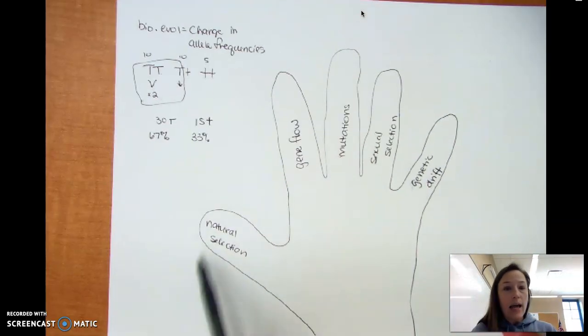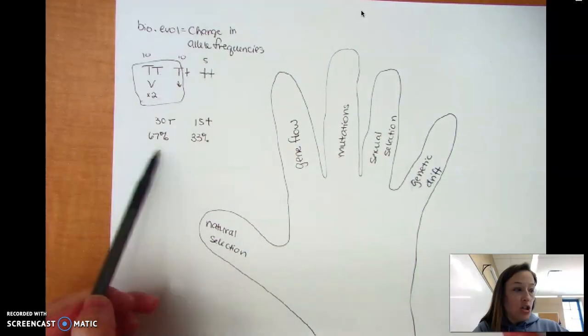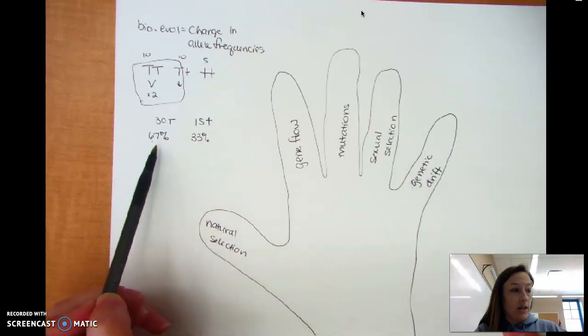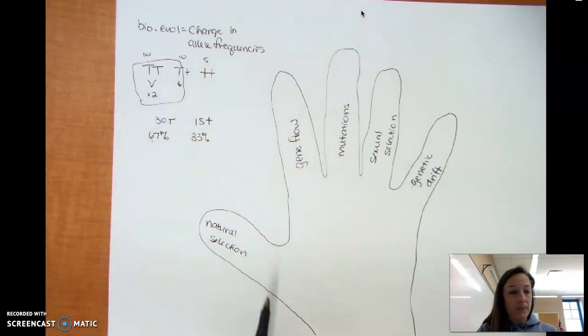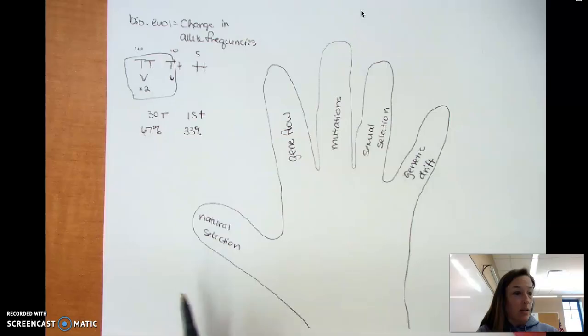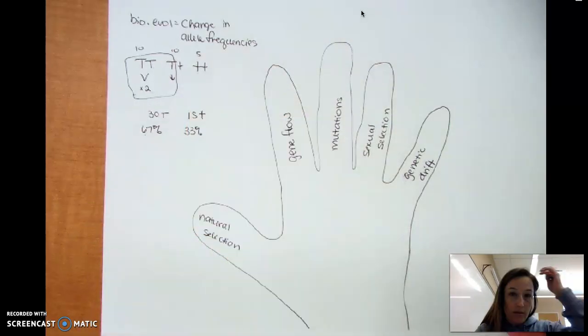But anyway, how can we change those numbers? What kinds of things can happen to change this? Maybe we have more little t's in the future, and so now it's 67 over here and 33 here, or it's 50-50, or it's 90-10, or whatever. These are the 5 things that can change those numbers. Okay, so let's talk about them in the order, I guess, that I have them on the I can statements.